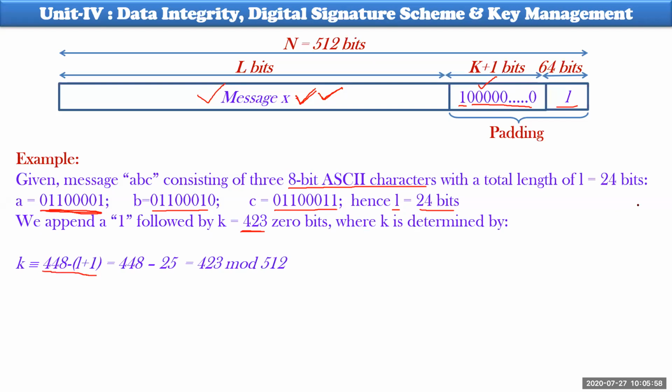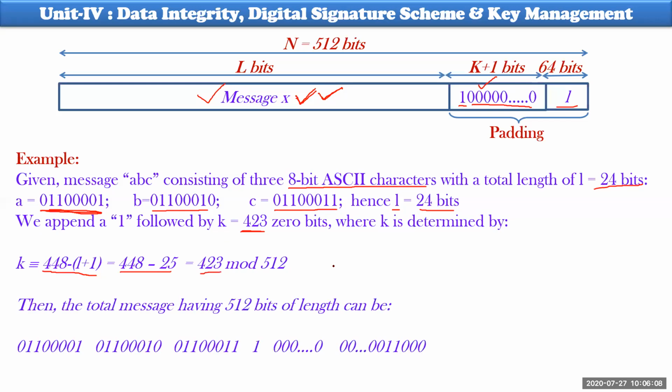So L equals 24 bits, and the plus 1 makes 25. 448 minus 25 will be 423. So 423 zeros are supposed to be added here, and this bit pattern is 64 bits.